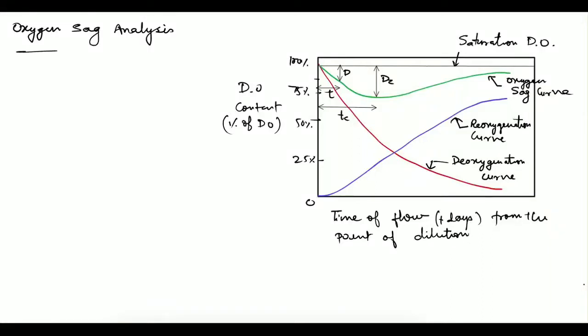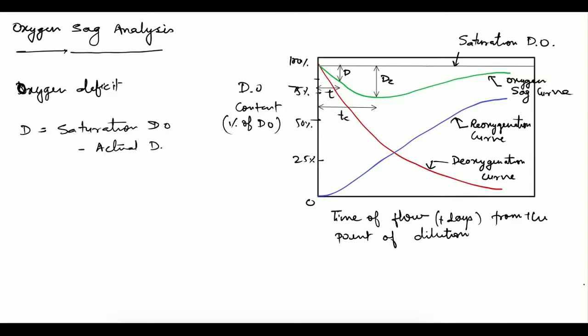Hello everyone, let's try to understand oxygen sag analysis in this video. For that, the first thing we need is oxygen deficit. So what is this oxygen deficit? Let's say D is your oxygen deficit, then it is the difference between saturation DO and actual DO.